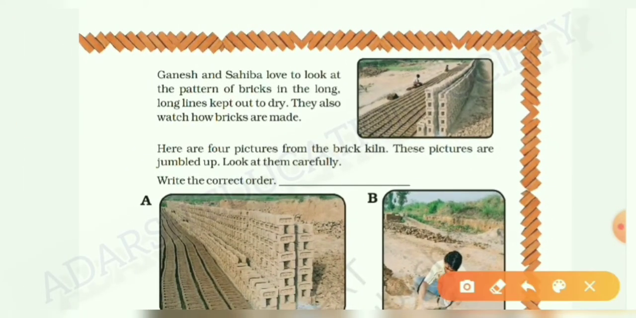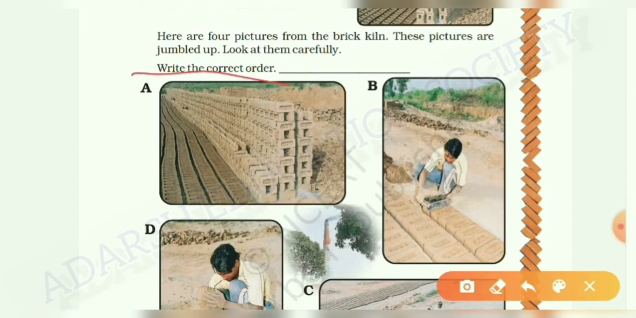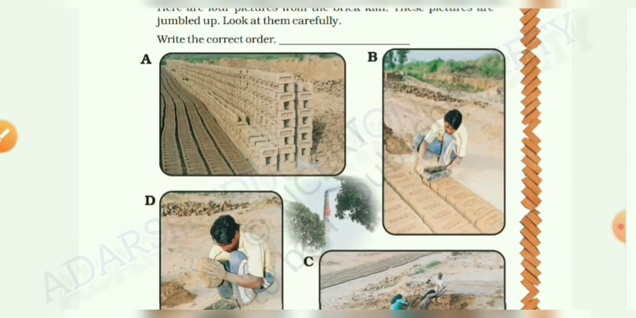Now next, here are 4 pictures from the brick kiln. Here they give us 4 pictures from the brick kiln. These pictures are jumbled up. Look at them carefully. We have to arrange them in the correct order. Write the correct order. Here we have to write the correct order.